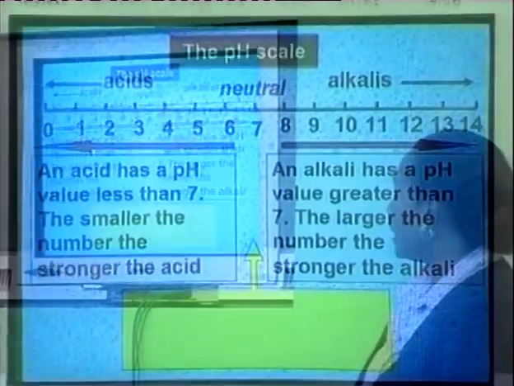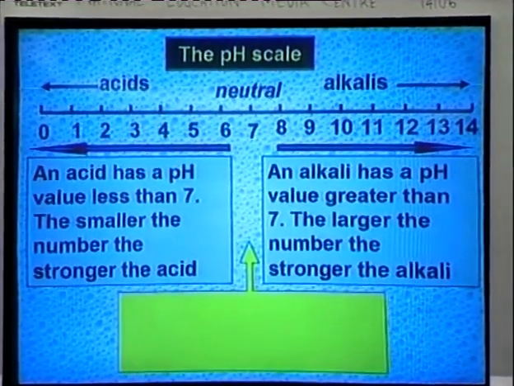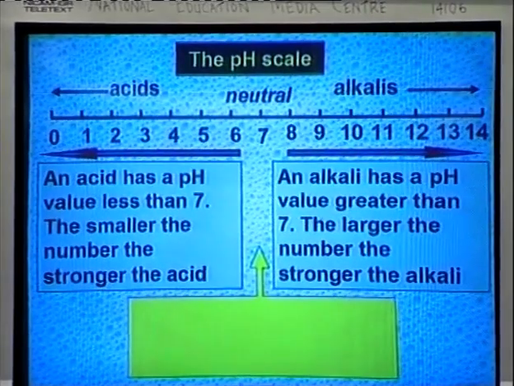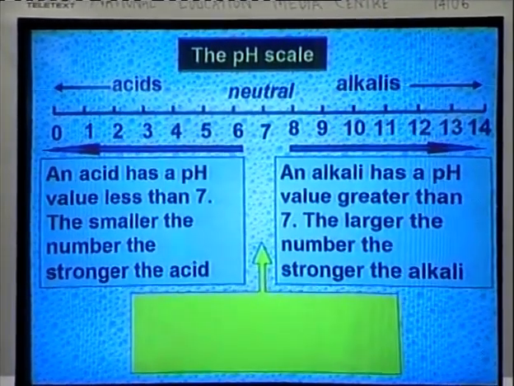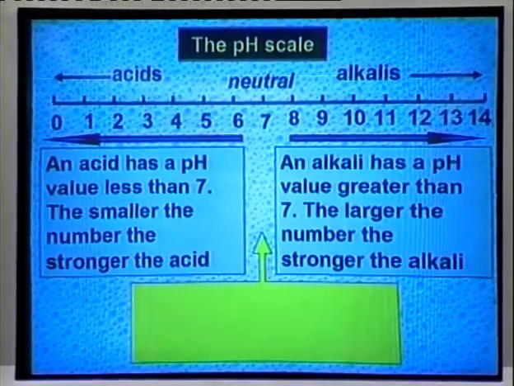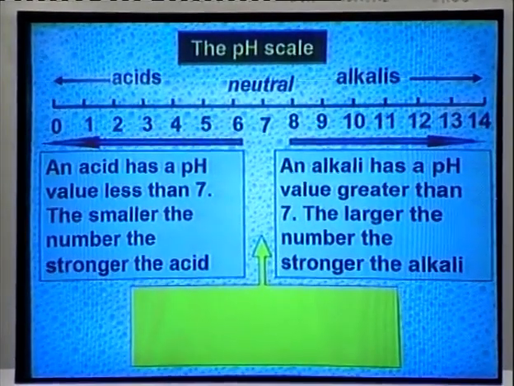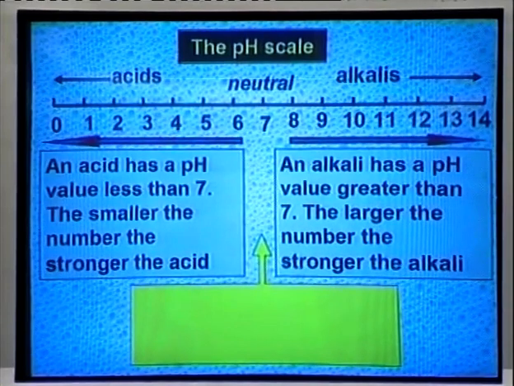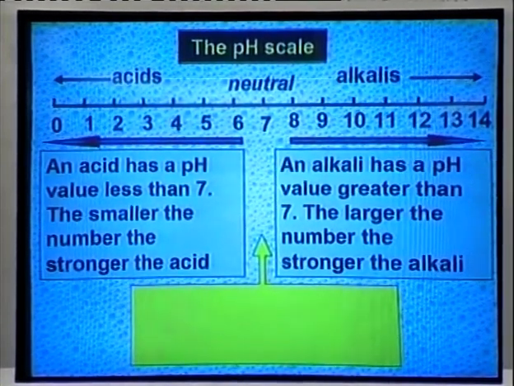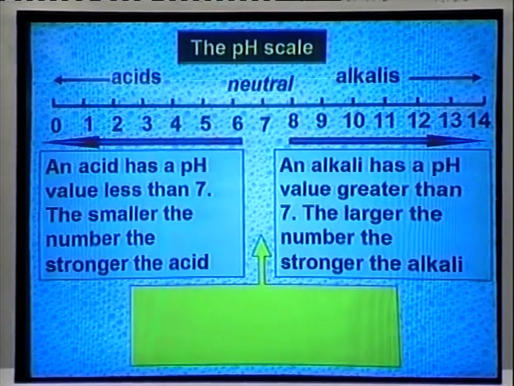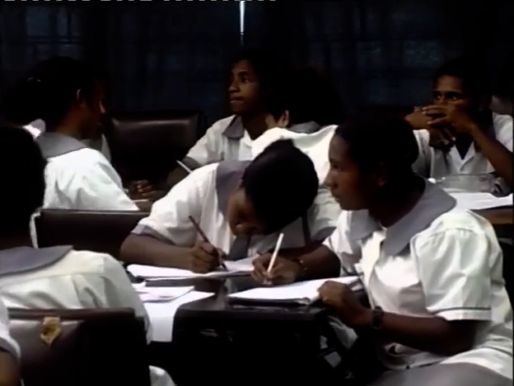What about alkalis? An alkali has a pH value greater than 7. The larger the number, the stronger the alkali. So if you have an alkali with a pH value of 14, then you know that it is a strong alkali.